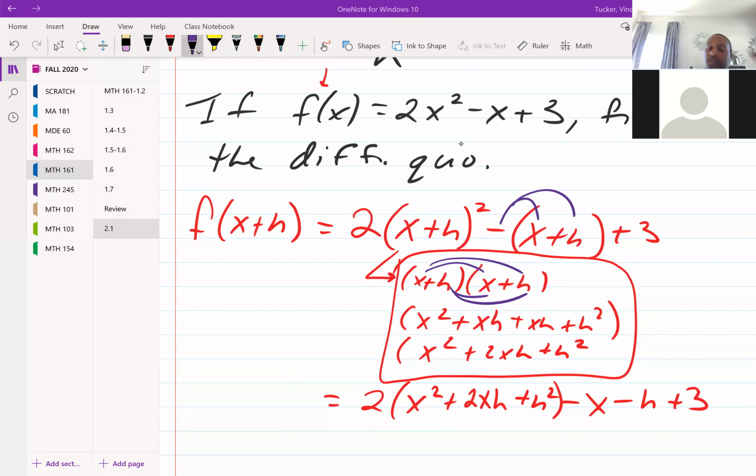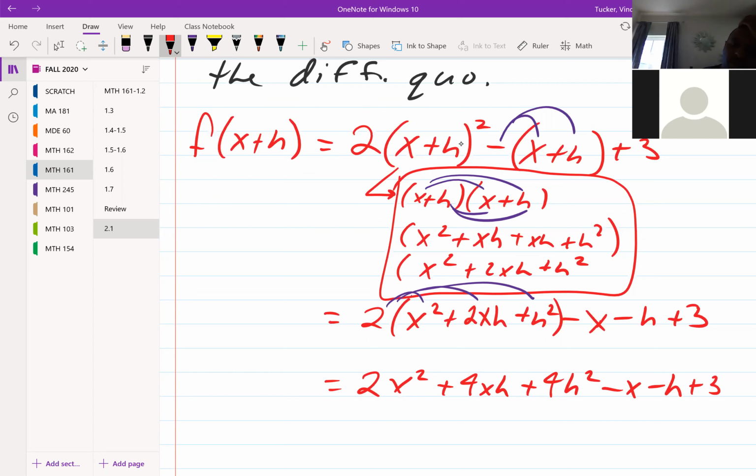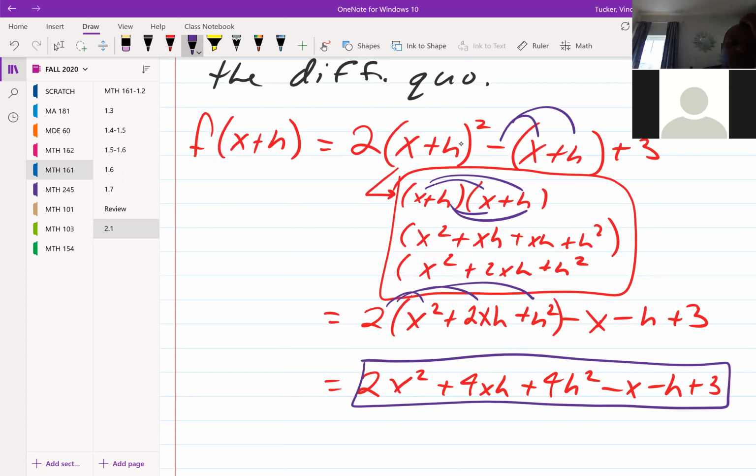All right. So the next move is to distribute this 2. So that's 2x squared plus 4xh plus 2h squared minus x minus h plus 3. So this expansion is your f of x plus h. Oh, whoa, that's not supposed to be a 4. I put a 4 by mistake. It should be a 2.